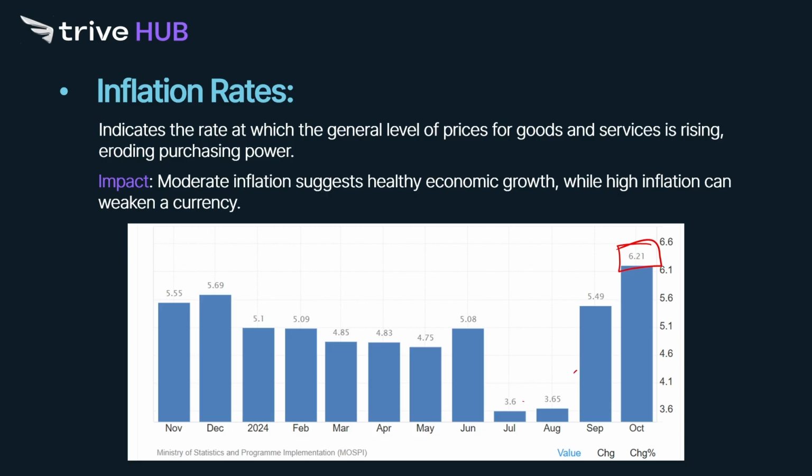So that is why you need to always keep inflation rates in mind, and always use economic calendars to know when this data is going to be released, so that you can plan your trades accordingly. You do not want to sit in the wrong direction.